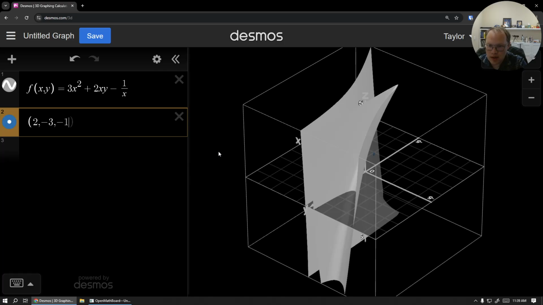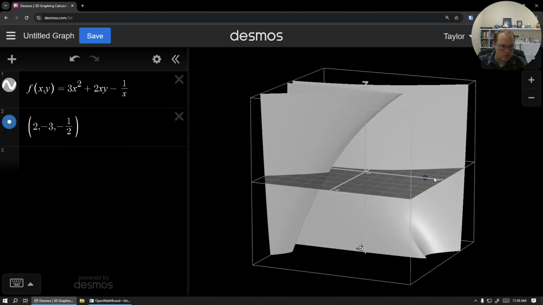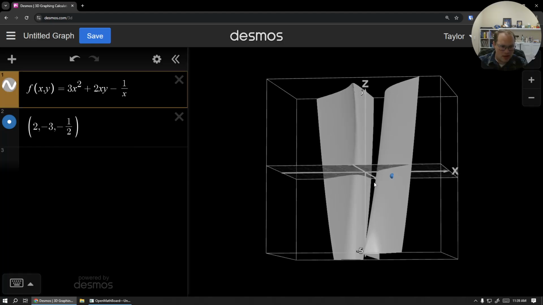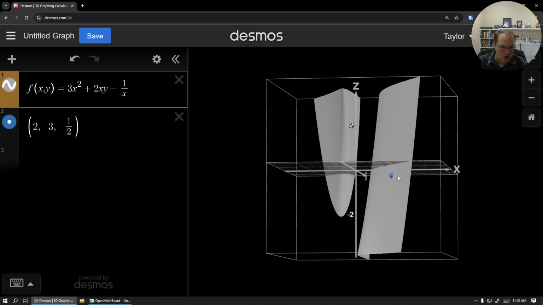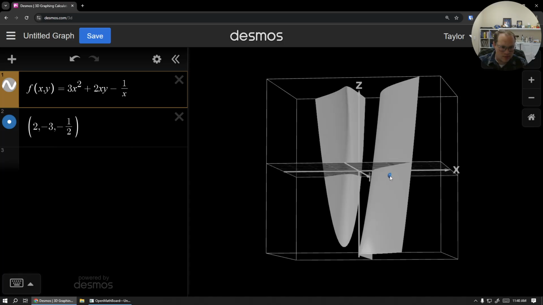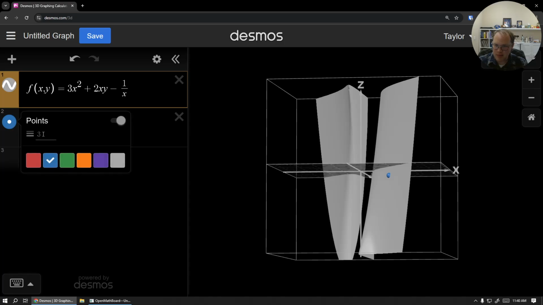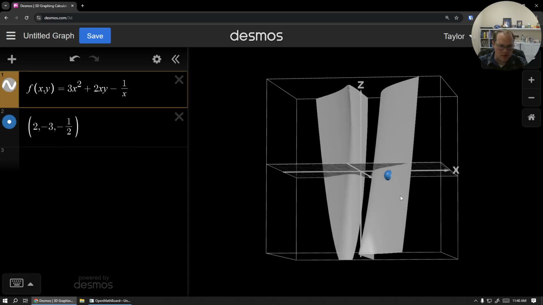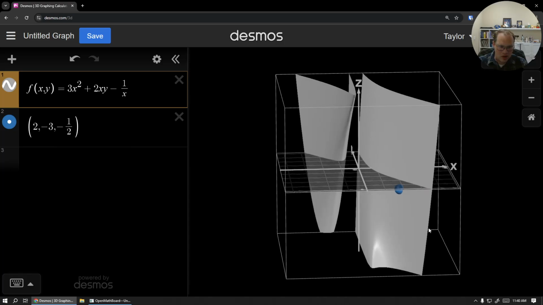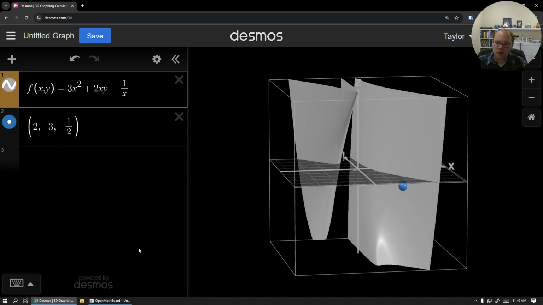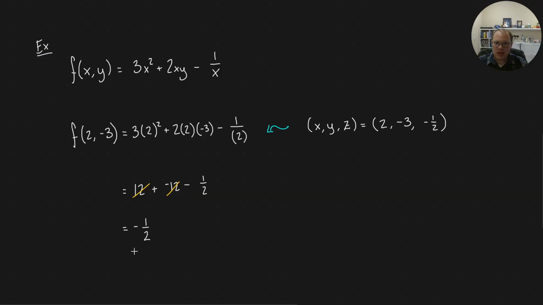(2, -3, -1/2). And you could see if I move over here, that point right there, it's actually on the surface. Okay, let me make it a little bigger to make it a little easier to see. There we go. The point actually on the surface. So the surface represents the set of all points for which, if we plug in an x and y, that is the z that pops out, the z that satisfies the function.